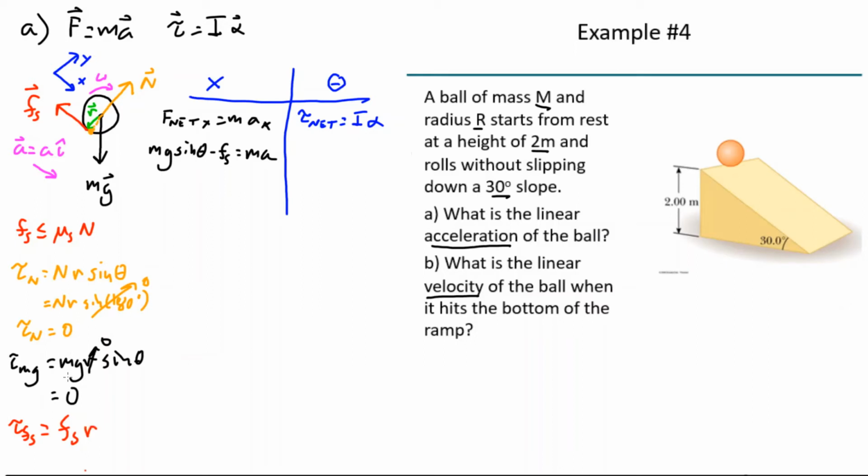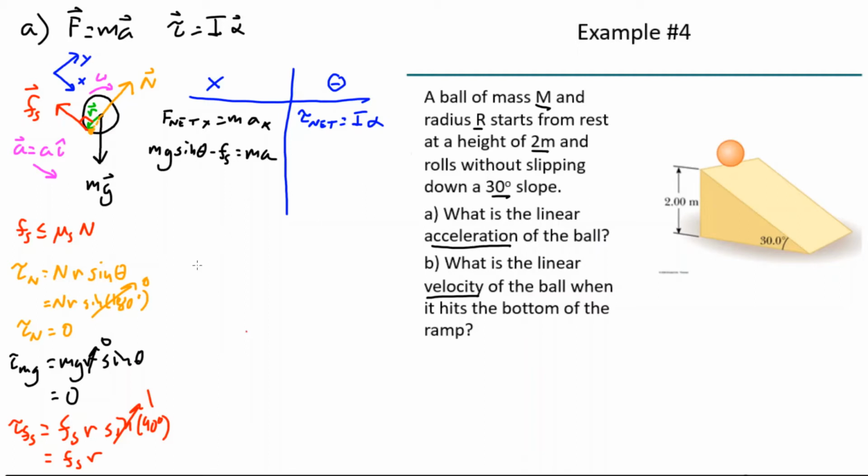That's how far away Fs acts from the center of the ball. It acts right at the point of contact. And then times the sine of 90 degrees. The static friction force makes a 90-degree angle with the radial vector. The radial vector points along the radius of the ball. The static friction force points tangentially to the ball because it's acting between the ball and the surface of the ramp. So this sine of 90 degrees just goes to 1, and we get this really simple answer that this torque from friction just equals the static friction force times r.